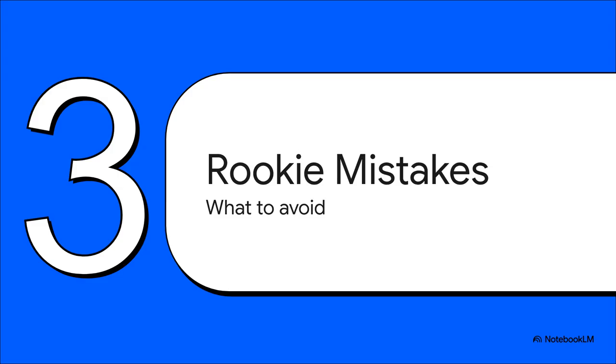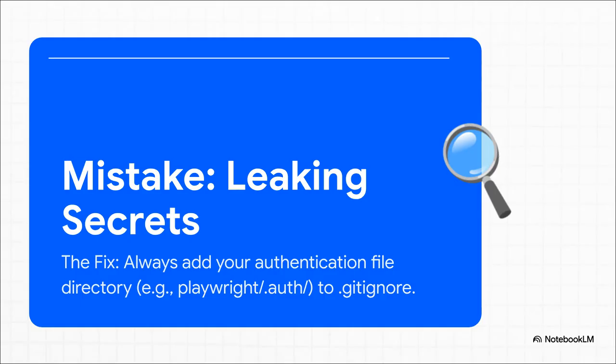All right, this technique is incredibly powerful, but it's also pretty easy to stumble when you're just starting out. So let's quickly cover the 2 rookie mistakes that pretty much everyone makes, just so you can sidestep them completely. The first, and by far the most critical mistake, is committing your authentication file to source control. Seriously, do not do this. This file contains sensitive session tokens that could let someone impersonate a user. You absolutely do not want that in your Git history.